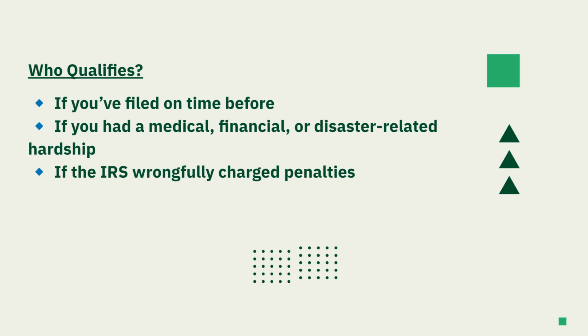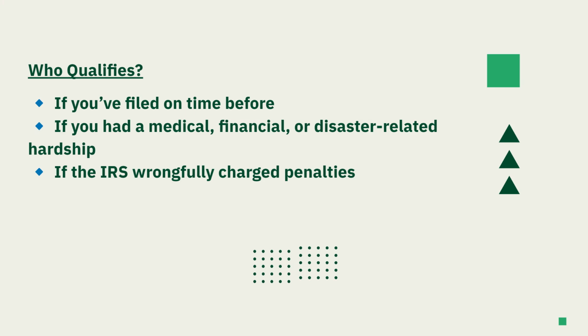So the first one, first time penalty, is if you filed on time, right? If you filed on time every year, you likely qualify for a first time penalty abatement. Again, if you've had a medical, financial, or disaster related hardship, that's where the reasonable cause penalty abatement can come into play. And then finally, if the IRS has wrongfully charged penalties, then that would be removed.